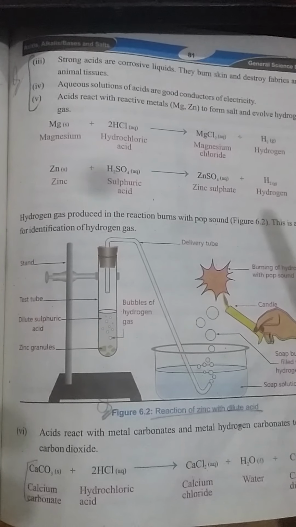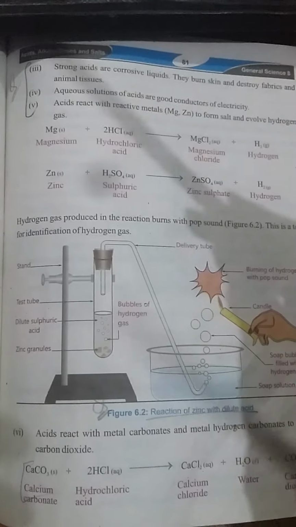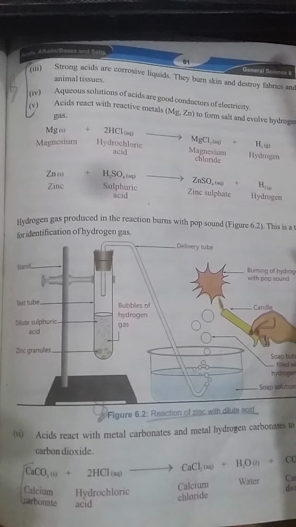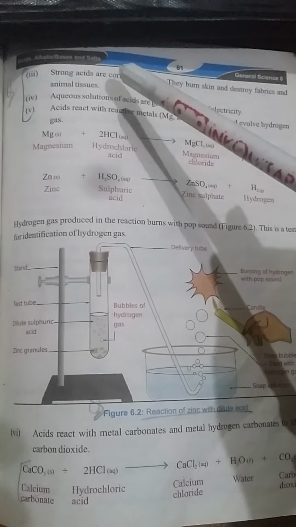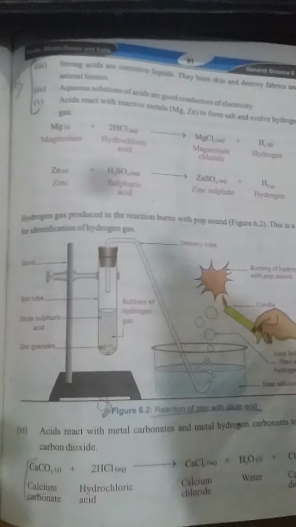And in the next, the third property of the acid was that strong acids are corrosive. It means that they can burn the skin and the animal tissues. And the aqueous solutions of the acids are a good conductor of electricity. It means that they conduct electricity.